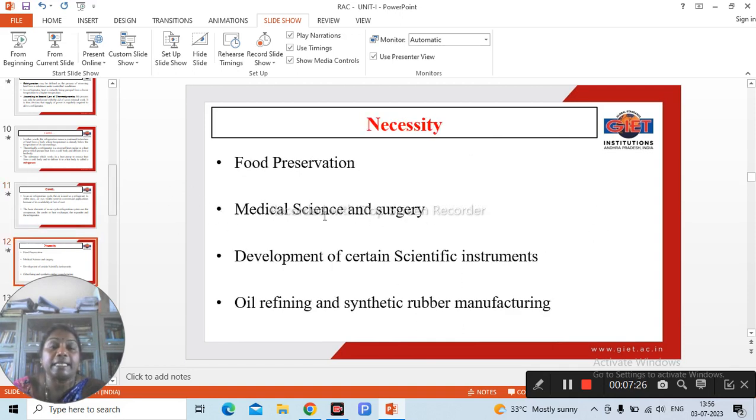So what is the necessity of the refrigeration system? We use refrigeration for food preservation, medical science and surgery, development of certain scientific instruments, oil refining and the synthetic rubber manufacturing process. We are using the refrigeration system in all of these.